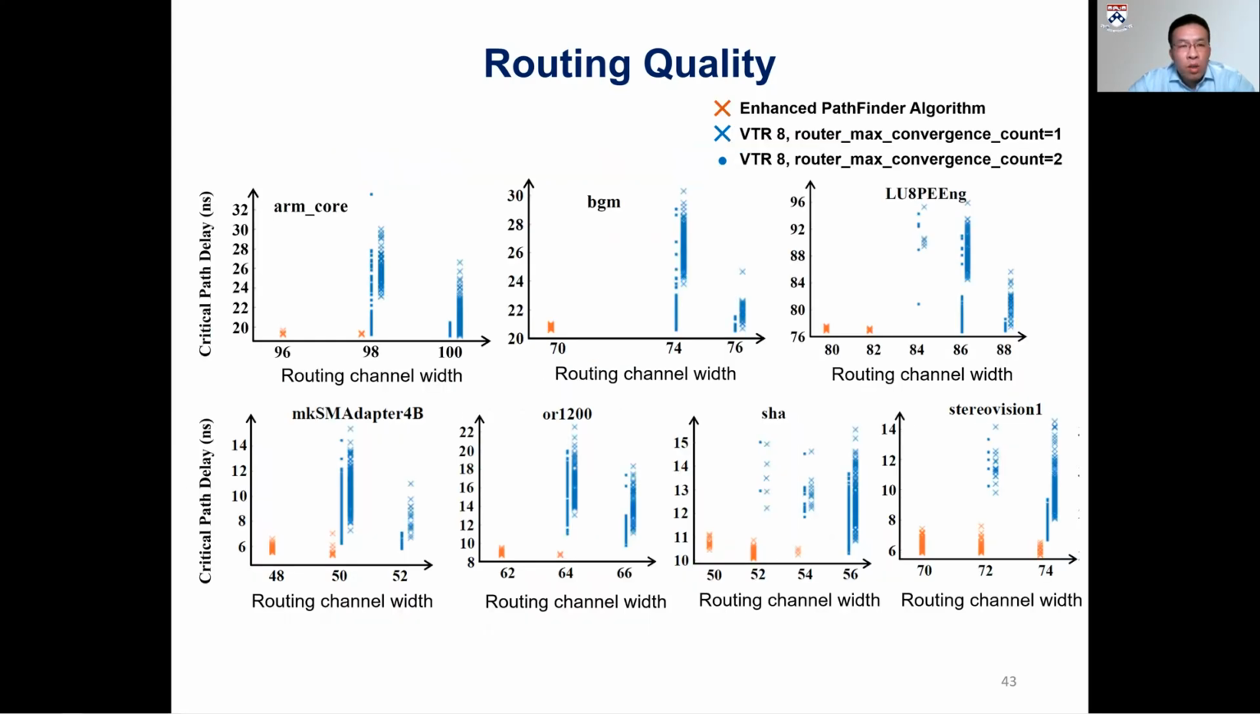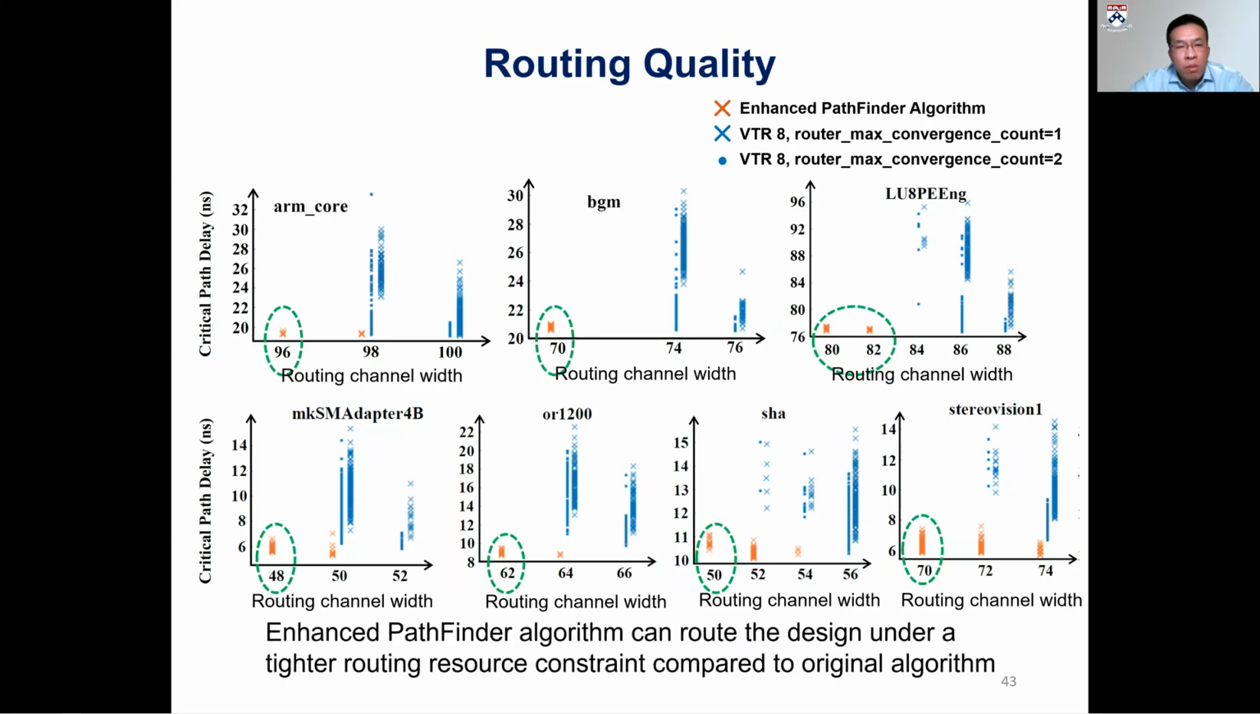This is the scatter plot of the routing results under 200 randomly generated routing orders. We first find that our enhanced PathFinder algorithm can route the design at a narrower routing channel width. This indicates that the enhanced PathFinder routing algorithm is more effective in using the routing resources compared with the original routing algorithm.